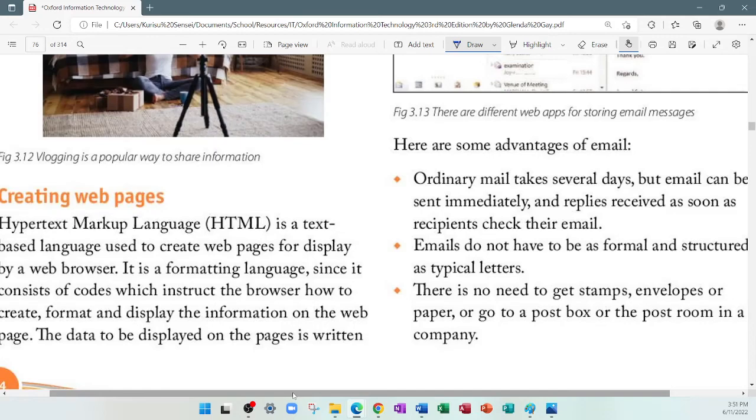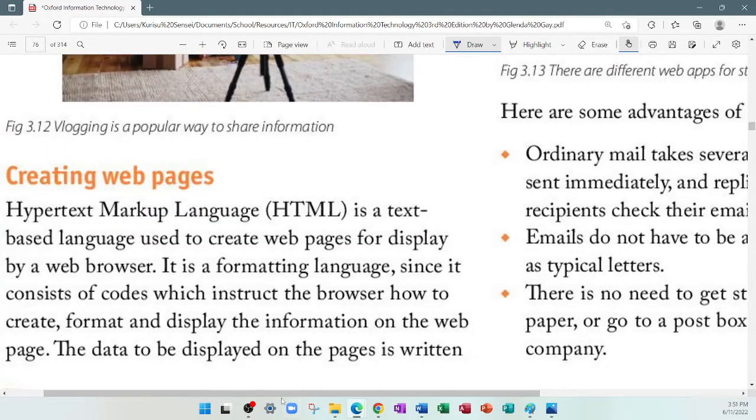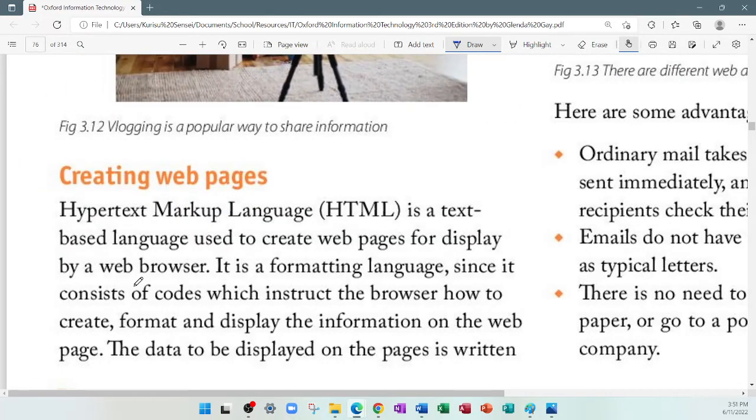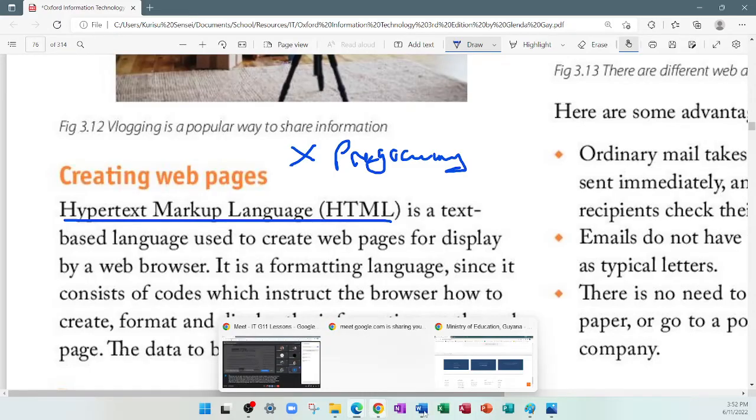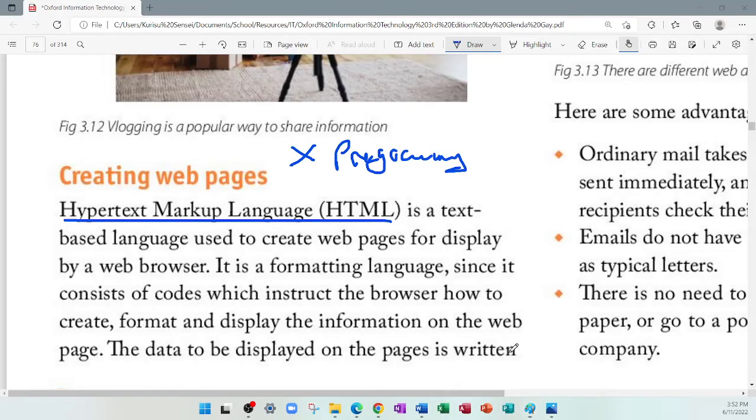So creating a web page. How do you create a web page? All websites, all web pages are made up using HTML, hypertext markup language. Note, it's a markup language and not a programming language. HTML is not a programming language. Why is it called markup? Because it is basically marking the location as to where you put various elements on your website.